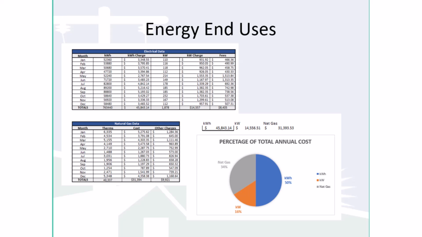Energy end use is simply separating the energy cost and use allocation into separate categories. So what I've shown here is the utility data that we had in Module 1A. And the pie chart there shows the percentage of the total annual cost in different categories. So for instance, the kilowatt hours is 50% of the cost for that year for that facility. Natural gas is about 34%, and they spend about 16% on demand, electrical demand.